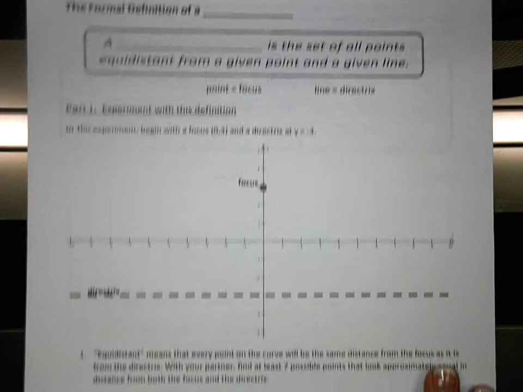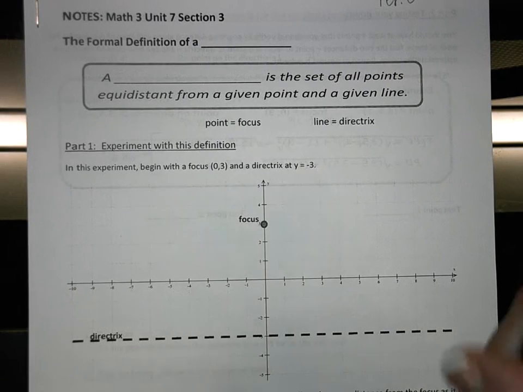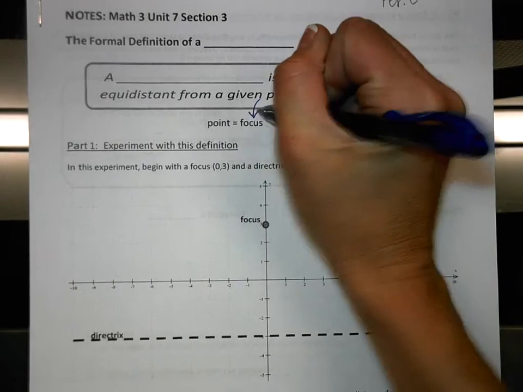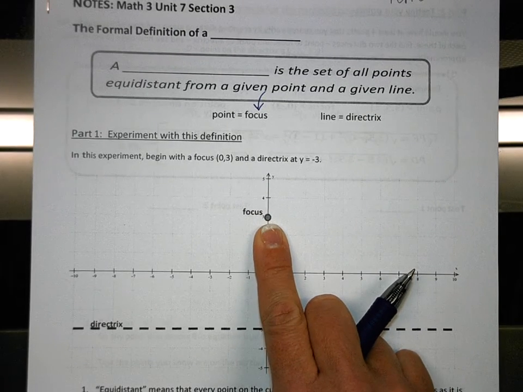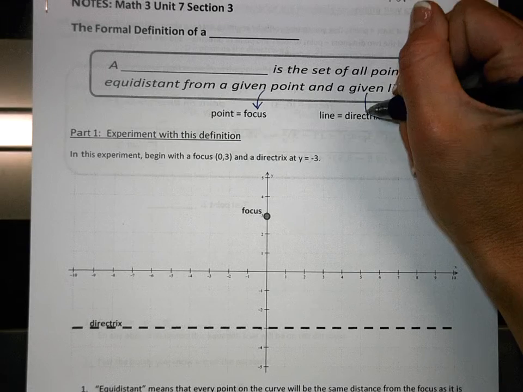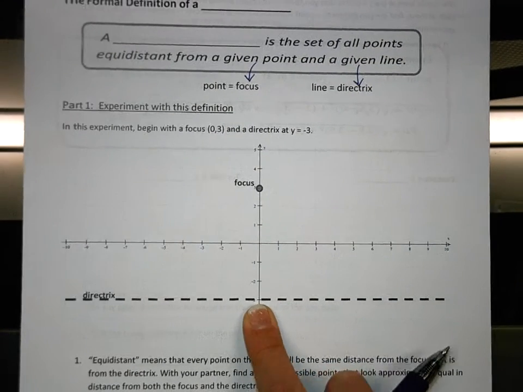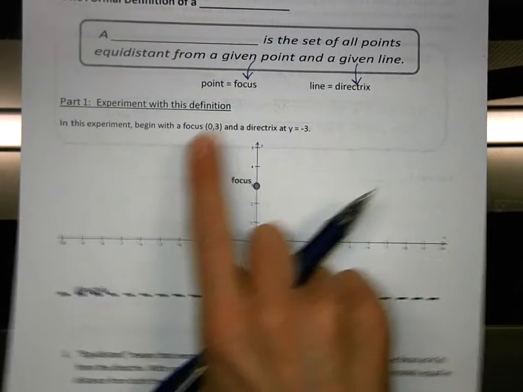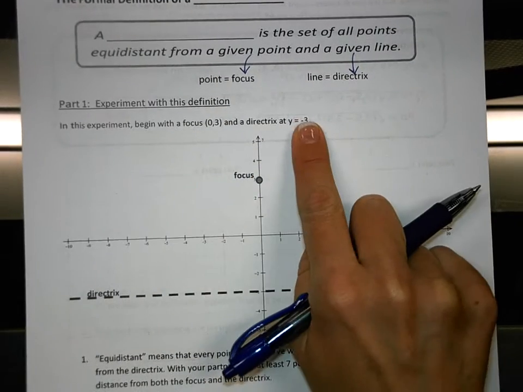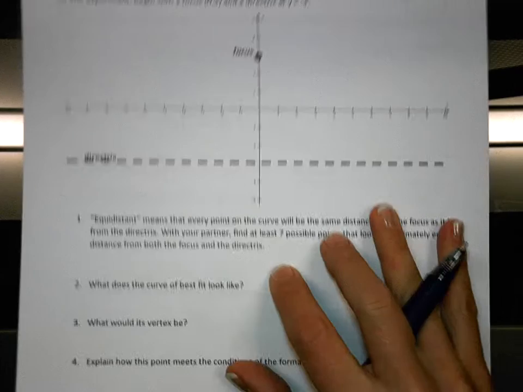Okay, so if you look at this, the given point right here is called the focus, and you can see where that given point is on the graph right here. And the given line is called the directrix, and that line is down here. Okay, so we're going to experiment with this definition. And so this focus is at (0, 3), and the directrix is at y = -3.